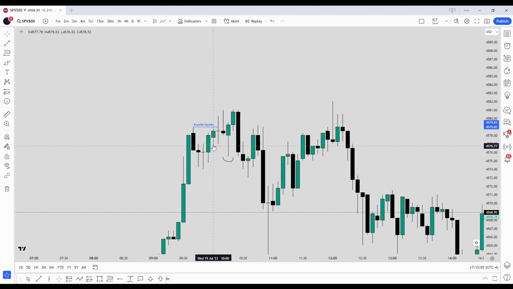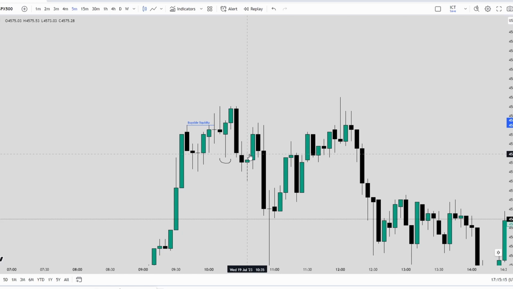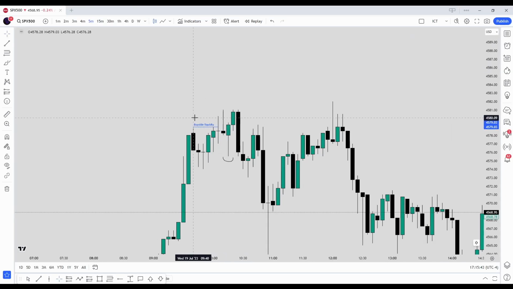So the most high probability market structure shift is when we show a displacement breaking it. Now this can be intermediate term low, which increases the high probability even more. What is intermediate term low? It's basically a low that either rebalance an inefficiency or has two short-term lows on either side of it. We take liquidity, we have a low, and now we have displacement.